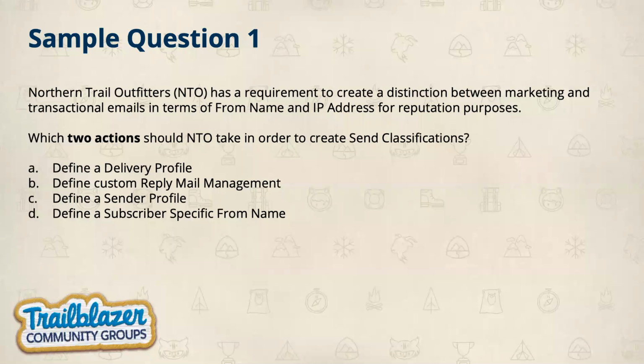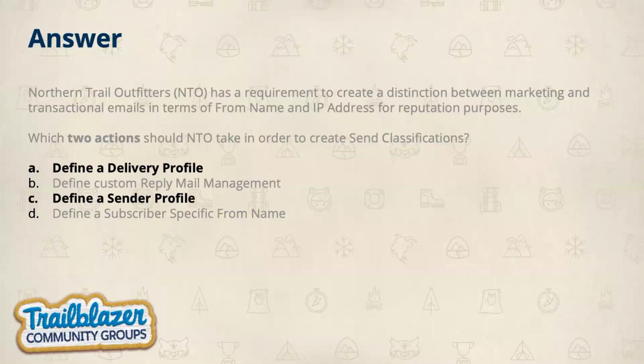So most of the questions we see here are A and C. Yep, almost everybody mentioned A and C. Amazing. So that's the right answer. So define a delivery profile, define a sender profile, and that's exactly how you would do it. You would have a sender profile with marketing as a marketing sender profile, and a transactional sender profile, and a delivery profile with a different IP address.